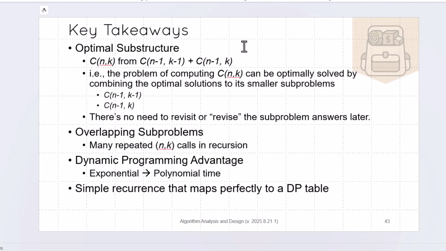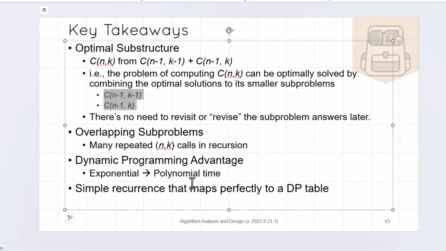Optimal substructure. This is a key takeaway from this, that C of n comma k is C of n minus 1, k minus 1 plus C of n minus 1, k. That is, the problem of computing C of n comma k can be optimally solved by combining the optimal solutions to its smaller subproblems, these. There's no need to revisit or revise the subproblem answers later. So starting at the bottom going up, you can calculate these, and then when you get a further C of n comma k, you can calculate that based on previously calculated values.